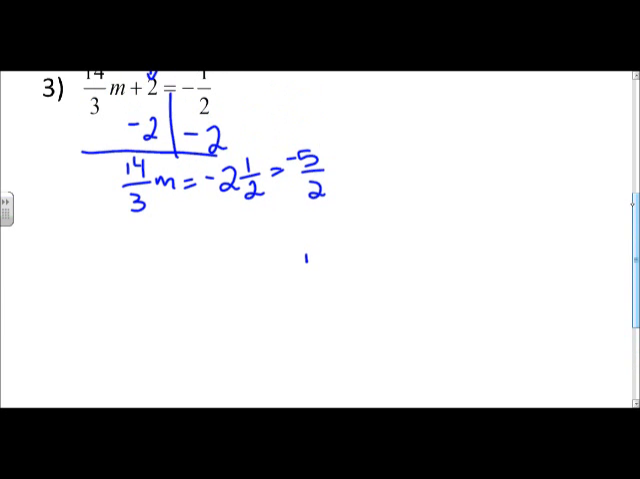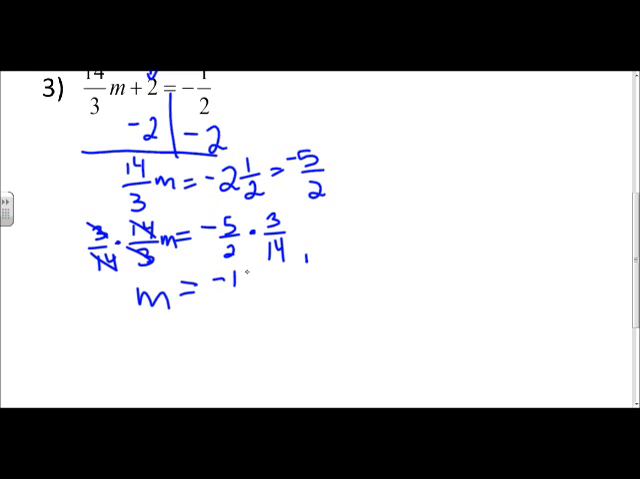So now I have a negative 5/2 equal to 14/3 m. I want to multiply both sides by the reciprocal of the coefficient. So multiply both sides by 3/14. These all cancel out, so my coefficient of m is 1. And a negative 5 times 3 is negative 15. And 2 times 14 is 28. So m is equal to negative 15/28.